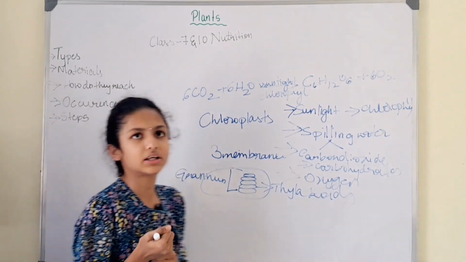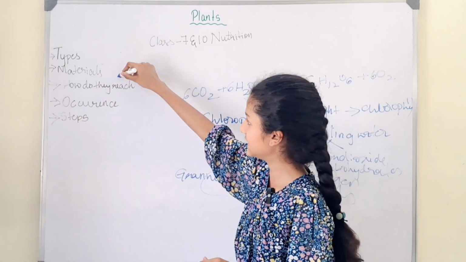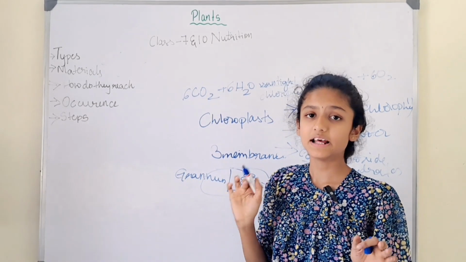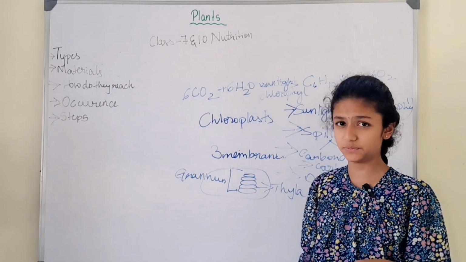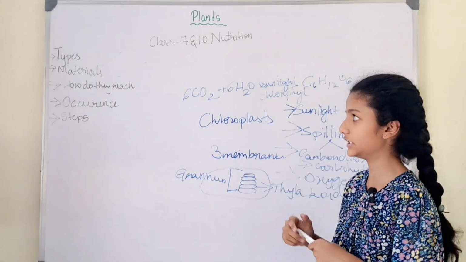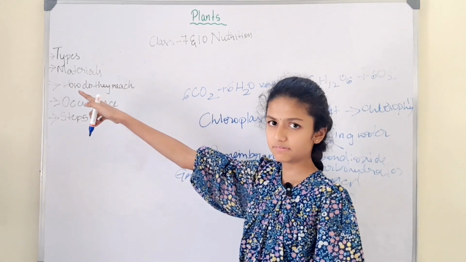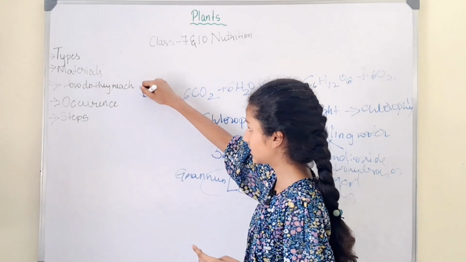First, we covered the types of nutrition, autotrophic and heterotrophic. Materials required are also covered. Then we saw all those experiments. One more experiment we forgot is the starch experiment, which I'll show you now. The materials required we saw, the experiments we saw, and then how they reach, that also we saw.